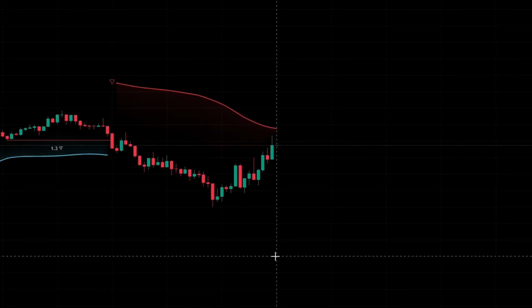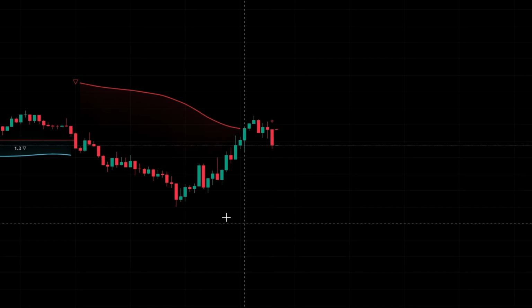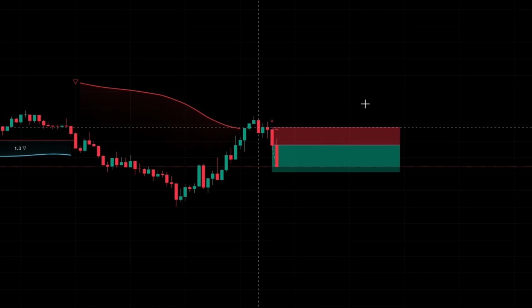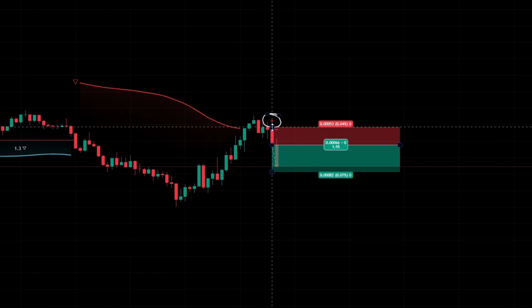Similarly, in a downtrend, if the price moves above the stop loss and then falls back below, it indicates a reversion possibility. Here's some examples, targeting the previous highs and lows.